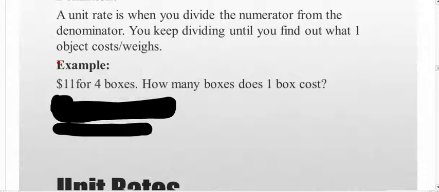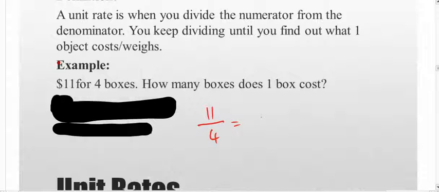Okay, that was less than 30 seconds, but I think you probably got the idea. So you do 11 divided by 4 equals what? So you can't really divide that. Well, you can, but it wouldn't exactly make sense. So, oh wait, no, I messed up.